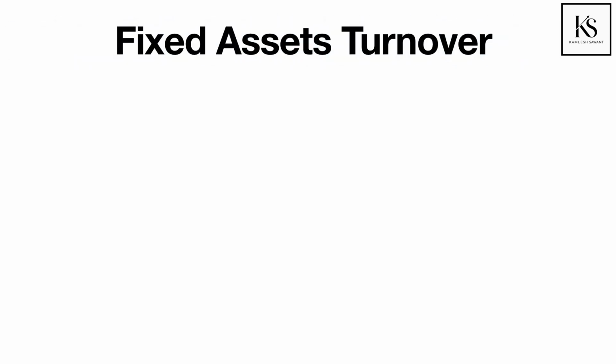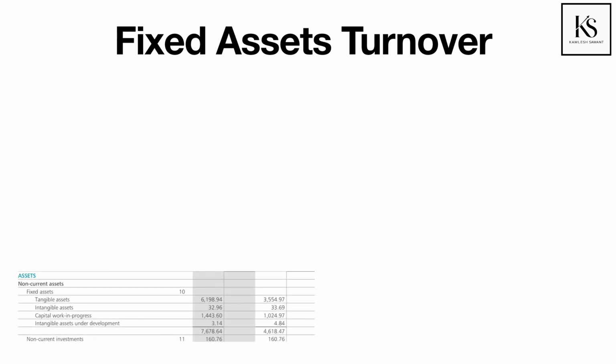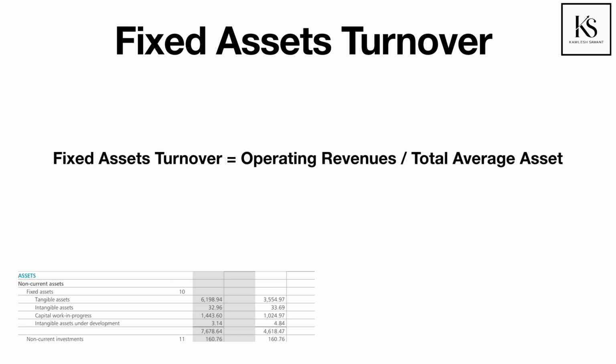Fixed asset turnover ratio. The ratio measures the extent of the revenue generated in comparison to its investment in fixed assets. It tells us how efficiently the company uses its plants and equipment. Fixed assets include the property, plant, and equipment. The higher the ratio, the more effectively and efficiently the company is managing its fixed assets. Fixed asset turnover is equal to operating revenues divided by total average assets.